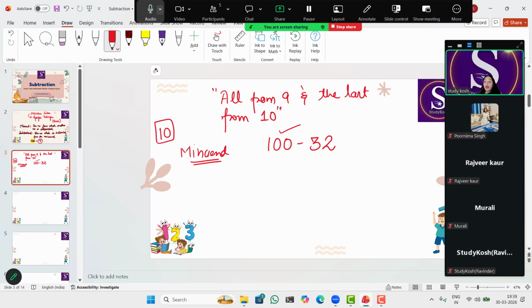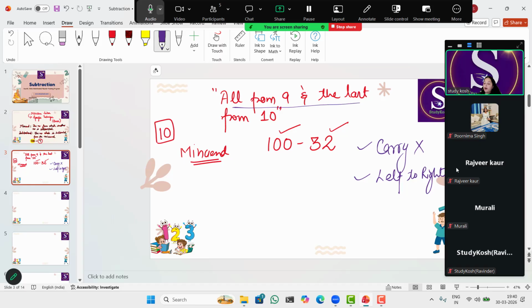How are we going to subtract the numbers? We will not take any carry in Vedic Maths and we'll start solving questions from left to right. The reason for solving from left to right is that whenever I say 100 minus 32, the answer is 68. So you'll say 68, not 86. That's why we'll start from the left side only. Here we'll apply all from 9 and last from 10.